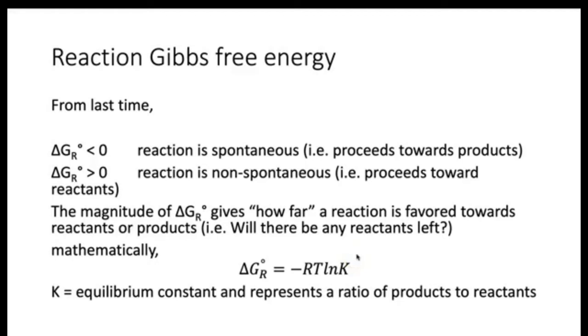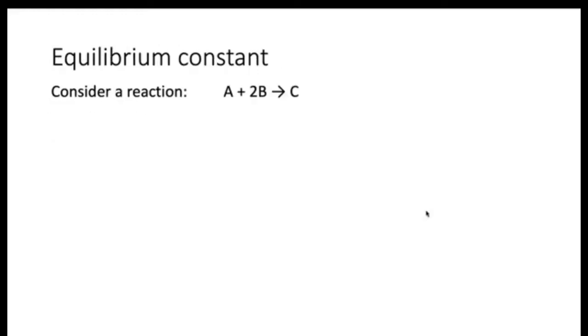So what is K? K is our equilibrium constant and basically represents the ratio of products to reactants. It represents whether we've got more products or more reactants, kind of like what delta G is telling us all along. So we're just taking what we knew about the free energy and putting it into this mathematical equation.